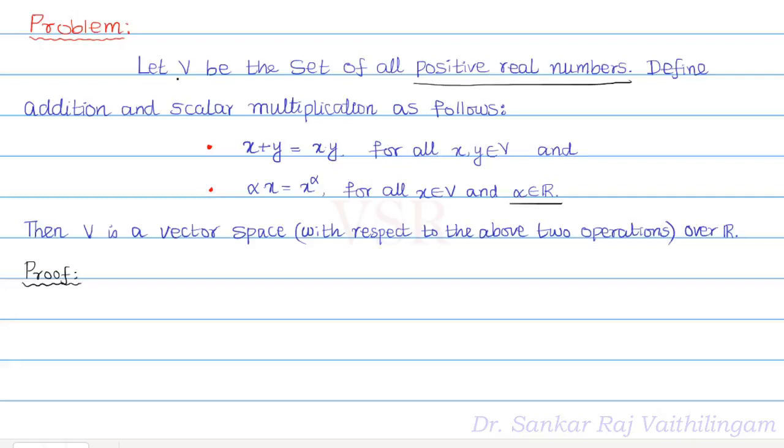So V is only the set of all positive numbers. It is going to be a vector space over R with respect to these two operations. So this is what we are going to prove now. Shall we prove it? Okay.